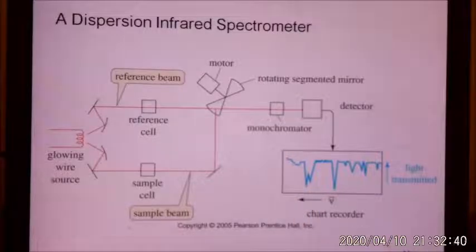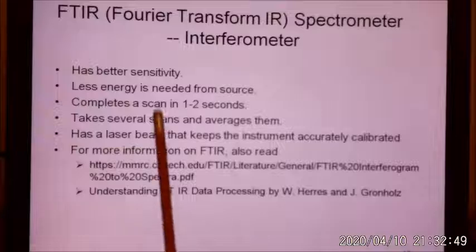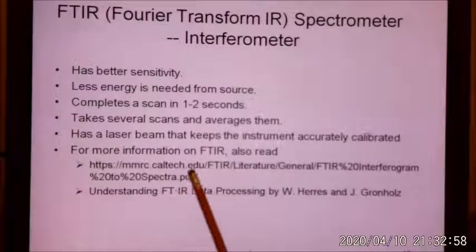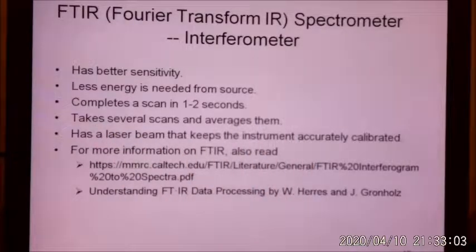Okay. So now what we do is FTIR, the Fourier transform IR. Now we use interferometry. So basically it's an interferometer that we now have. It has a much better sensitivity. Scans are 1 to 2 seconds. So if you have very little material, you need to average them out. In a minute, think about how many scans you can do if they're 1 second. 60 scans and average them. Okay. The amount of energy you need is much less.